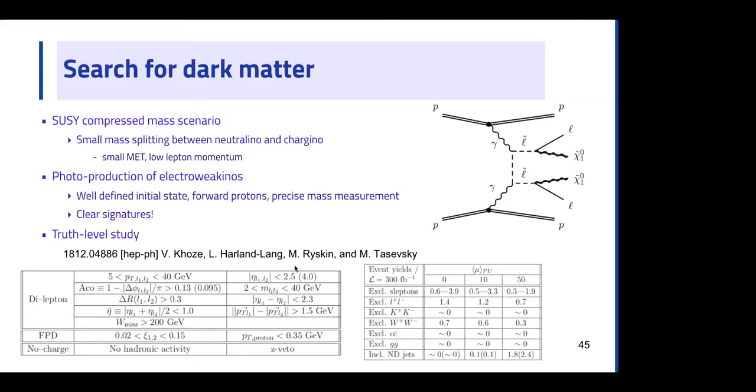And here we see another phenomenological study done to identify this kind of processes. Basically, here we have the two protons with very good mass resolution that would allow us to measure the mass of these charginos. In addition, the protons give us clear signatures that we could use to identify these processes. So the lepton momentum would be between 5 and 40 GeV.